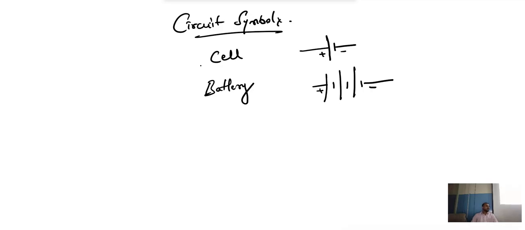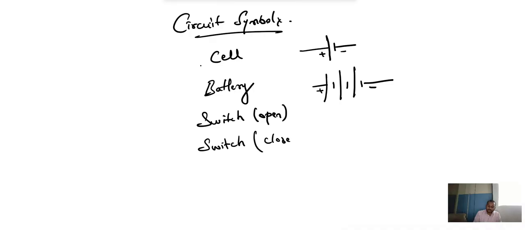What do you mean by two cells connected in series? It is said to be a battery. Good. And next, plug key, that is switch. See children, a switch has two states. Sometimes the switch is in open state, that is in on condition, and second is closed state, that is in closed condition, off condition. If the switch is open, we just draw like this. If the switch is closed, we draw like this. This dot indicates the switch is closed.